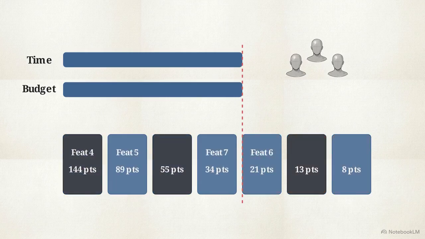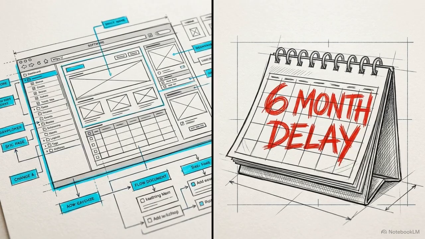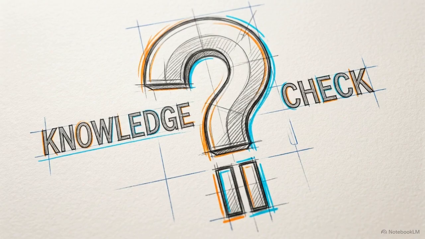Stakeholders use a priority point system, ranking features to determine what makes the final cut for the current release and what gets delayed. Pause the video and answer this. If marketing wants a 3D interface, but engineering warns of a 6-month delay, in which phase is this resolved, and what is the primary goal?